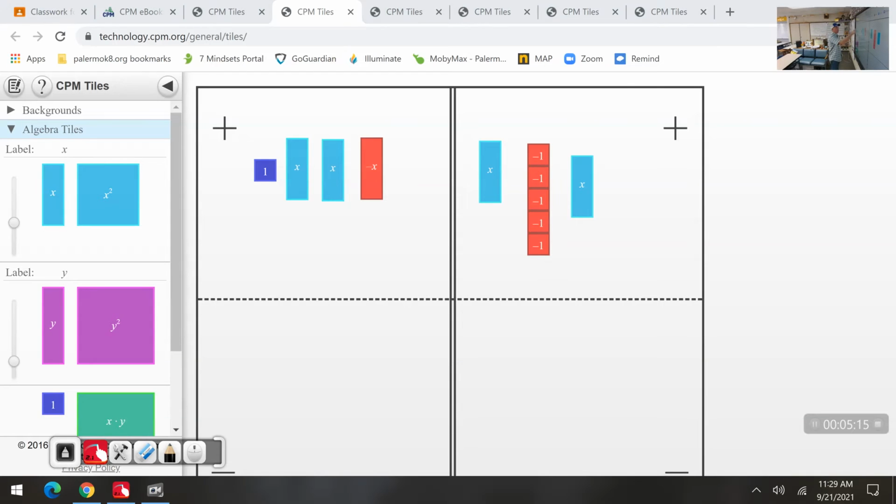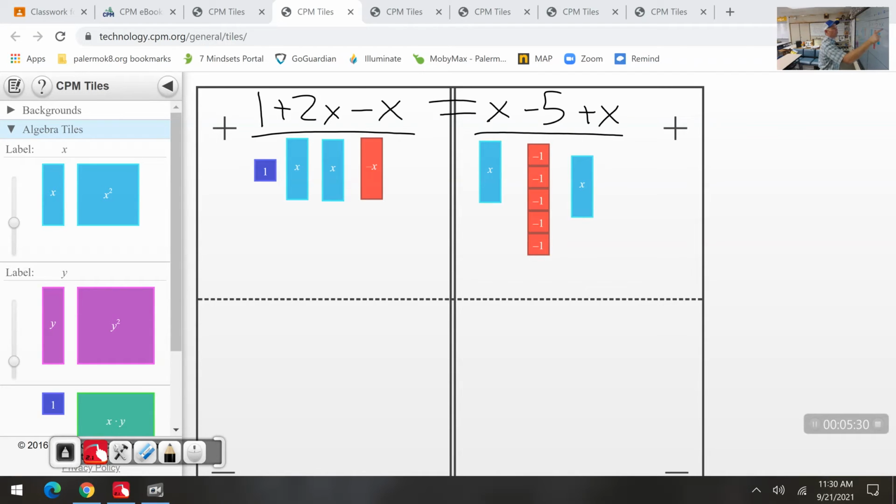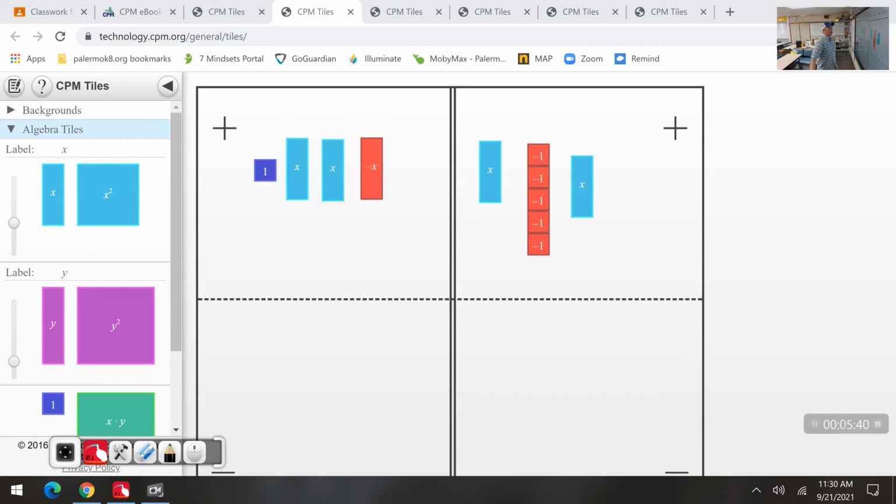Here's problem letter B. 1 plus 2x minus x equals 1x, I think it just says x, minus 5 plus x. That's the left, the right, and this is the original. If you need to write this down, pause and write it down. So think, what is your first legal move that you always look for? Zero pairs. Do you see a zero pair? I see one. It's right here.